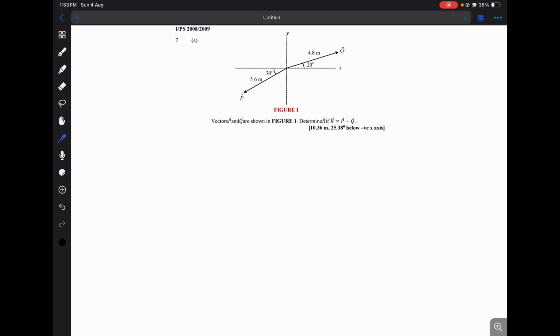We are currently involved in the VTEX program and have been given the task to teach you guys the technique for answering questions related to Chapter 1, Scalars and Vectors. So now let us take a look at this question.